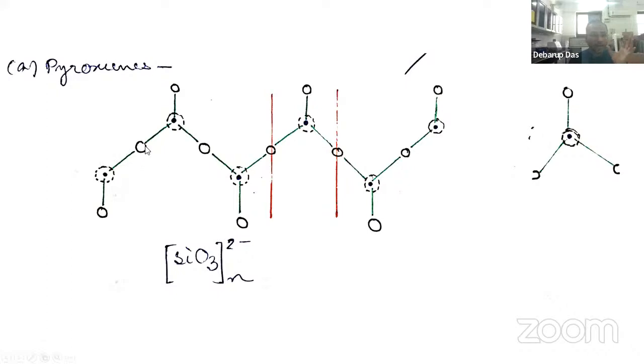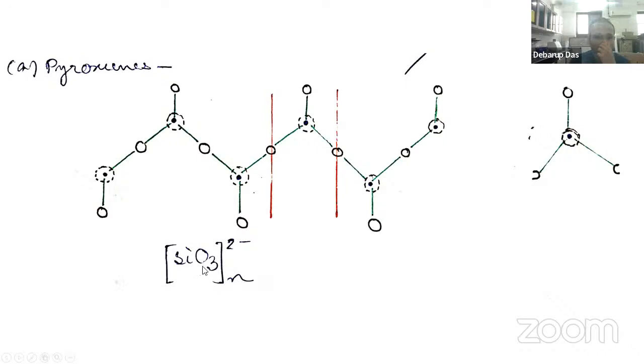So the number of units could be anything, basically. This chain might end after n such tetrahedra. This chain might end after 20 such tetrahedra. This chain might end after 100 such tetrahedra. So that lateral expansion is not defined. That is why it is termed n here.